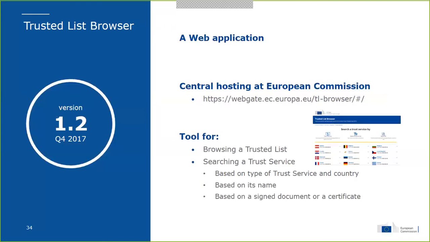So Trusted List Browser, as you know, is a web application as well. We are currently in version 1.2, so this is the one currently in production. And it's a tool for mainly, of course, browsing a trusted list, hence the name. But it's now also a tool for searching a trusted list, and so we think it's nice to again bring more transparency to the trusted list. We introduced recently, end of last year, 3 types of search.